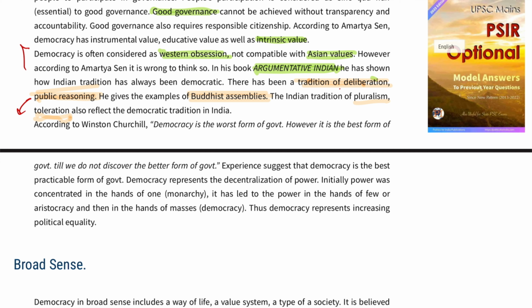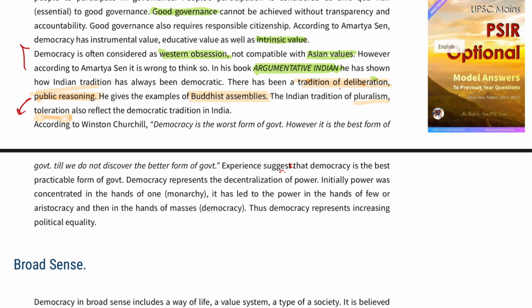Experience suggests, see, I don't want to really talk about Winston Churchill in the light of him being shown as a great writer and quote maker. I'm sorry, he was a bigot. And if I were him, I would also have been a bigot. Experience suggests that democracy is the best practicable form of government.